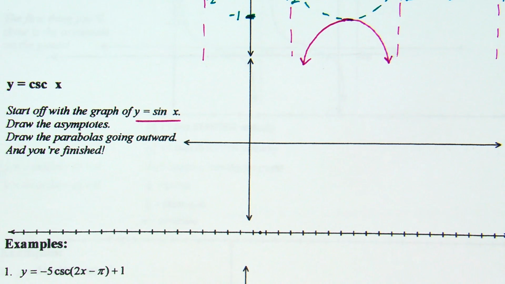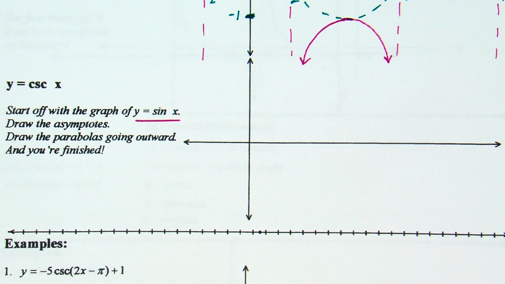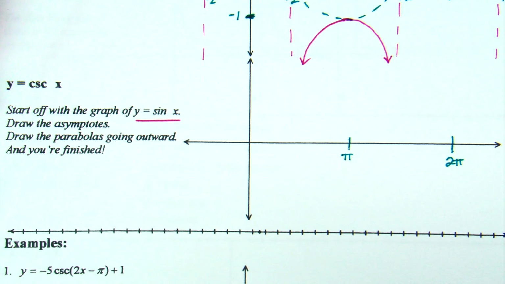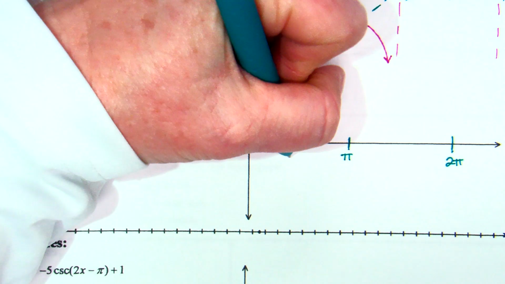Sorry. So let's go ahead and label the same stuff. Which means, what is a cycle? 2 pi. In the middle of 0 to 2 pi is pi. The middles of my pi's, pi over 2, 3 pi over 2.